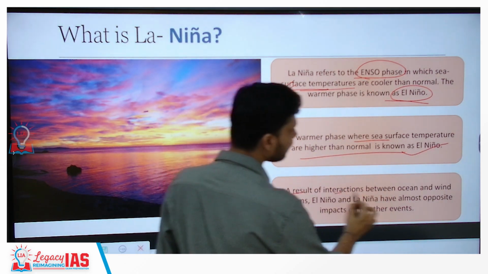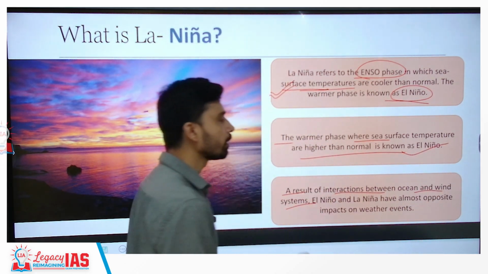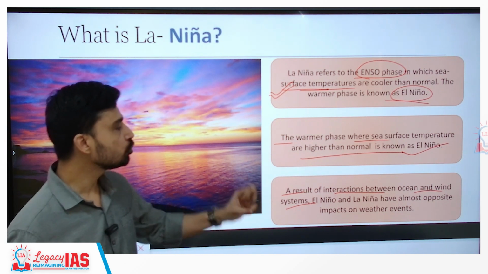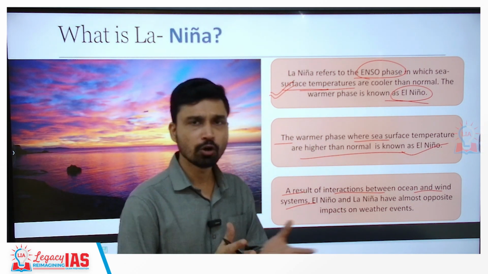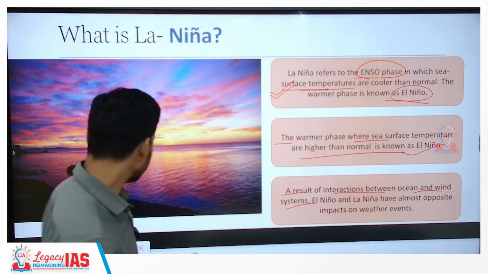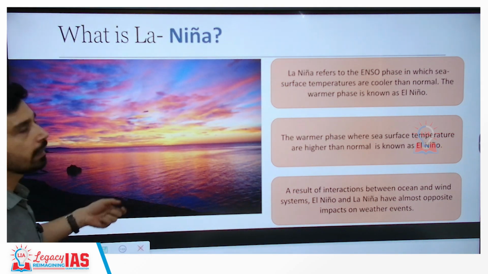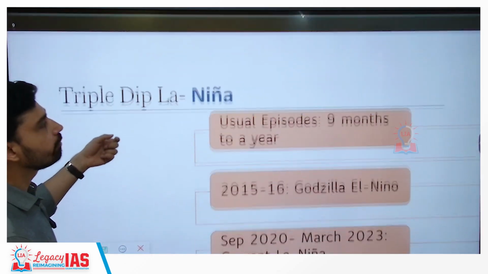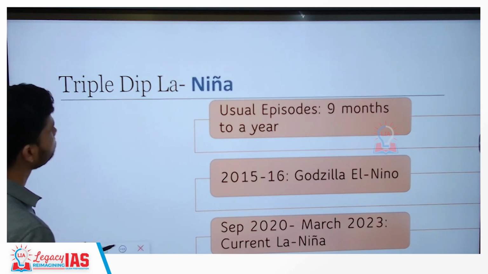As a result of interactions between the ocean and wind system, El Niño and La Niña have almost opposite impacts on weather events. Obviously, it is understandable because both are creating two different kinds of water temperature, two different kinds of wind circulation.